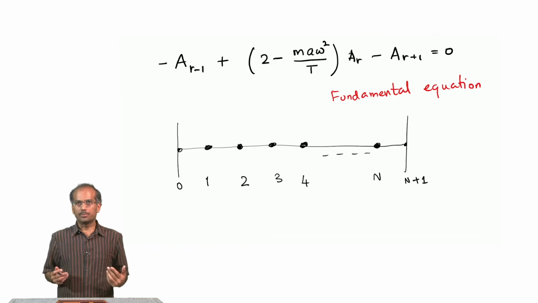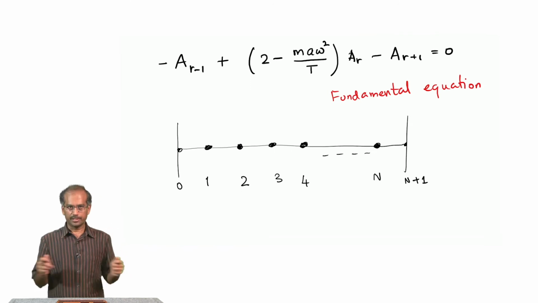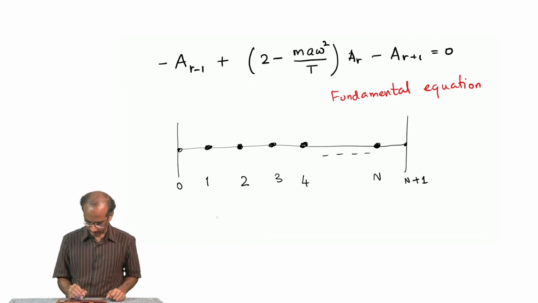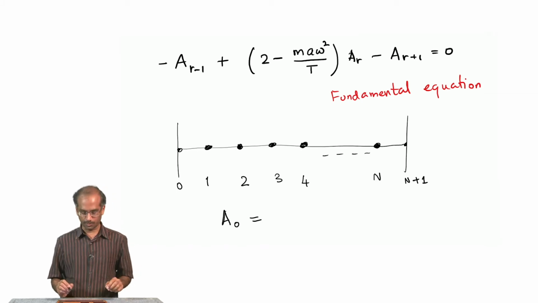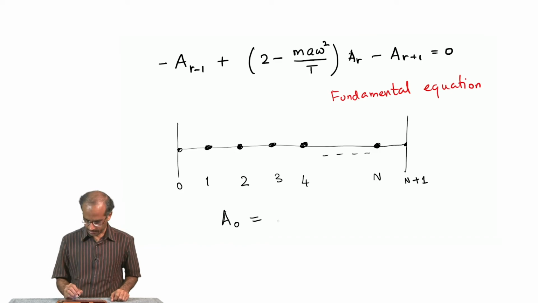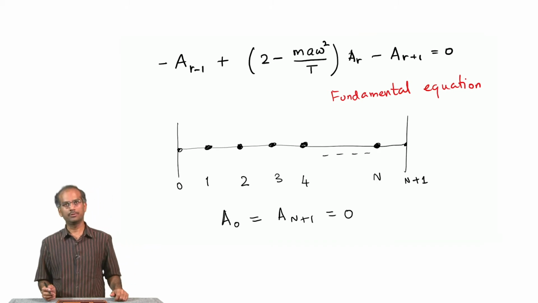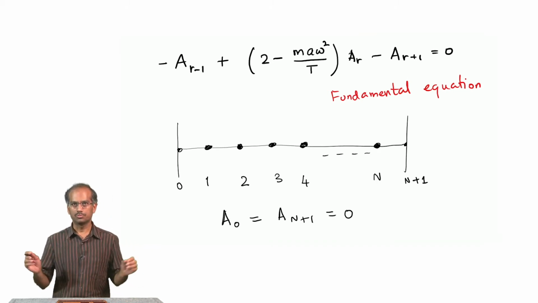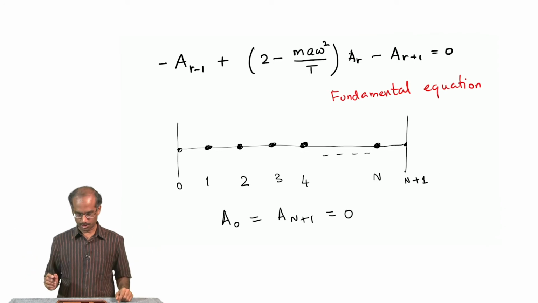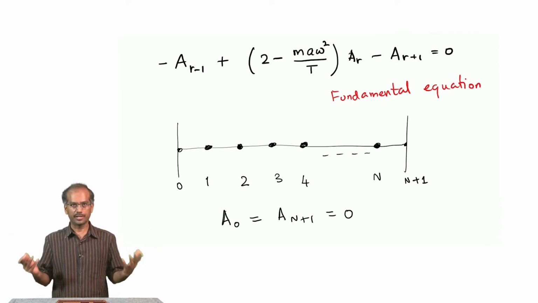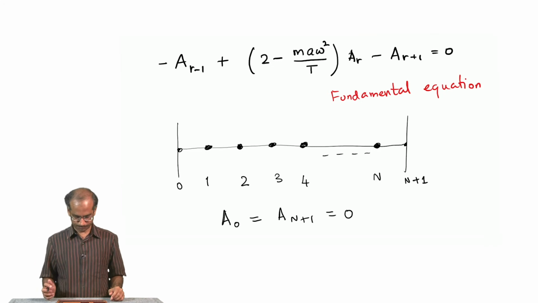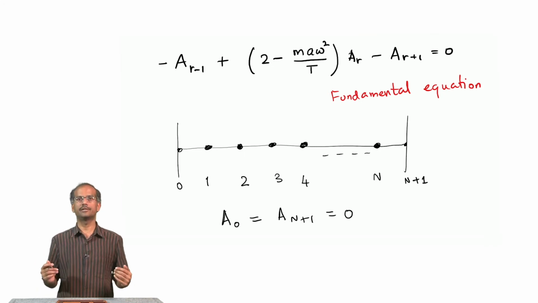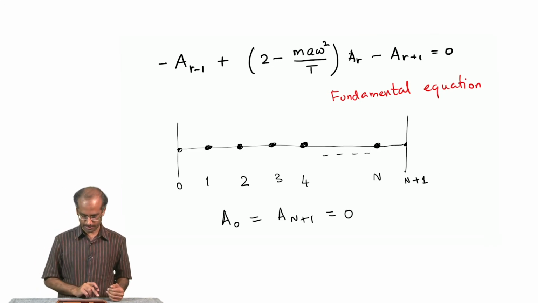If I am going to assume a configuration of this type where the string is tied at both ends, I can specify the boundary conditions as A0, which is the amplitude of the 0th particle, is equal to the amplitude of the n plus 1th particle, and it is identically equal to 0, simply because these two particles at the extreme ends do not oscillate. Everything else oscillates. These are the conditions under which we are going to derive our result.